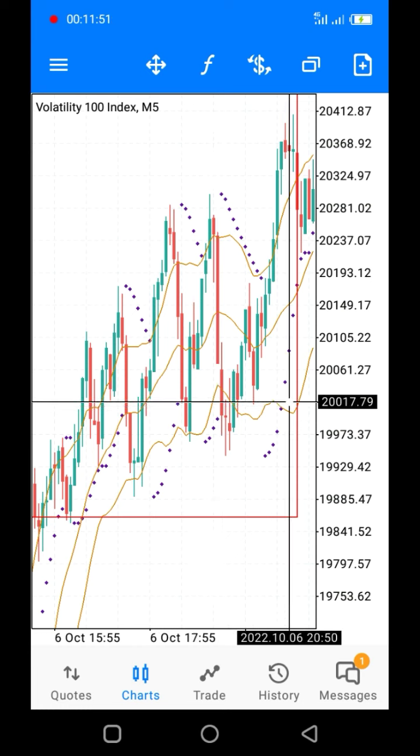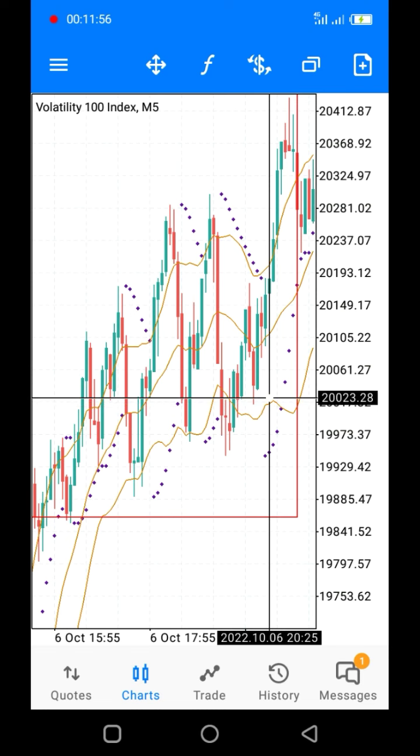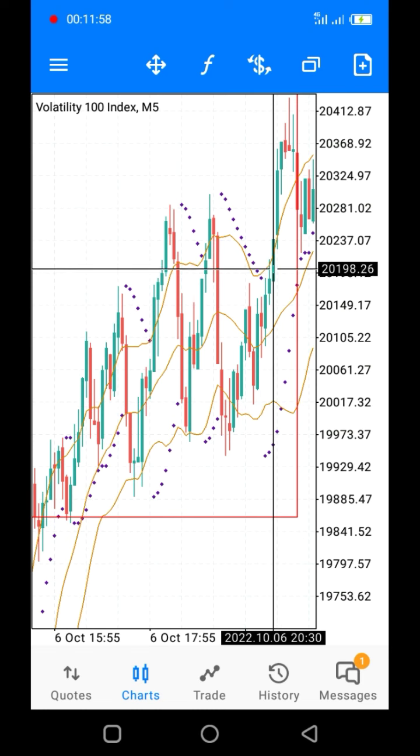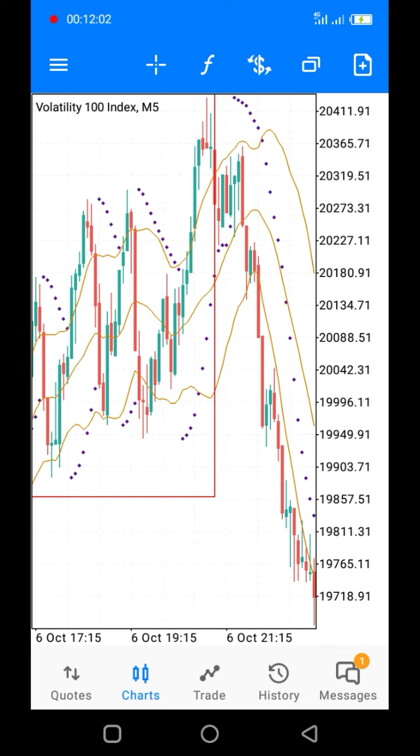So look at this, the next signal. You've already taken your partial loss there. What do you do here? You take another entry. Can you see that? Do we win this trade? Yes, we won it. That's how the signal works.